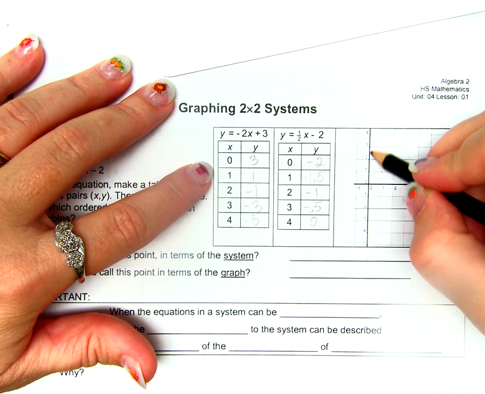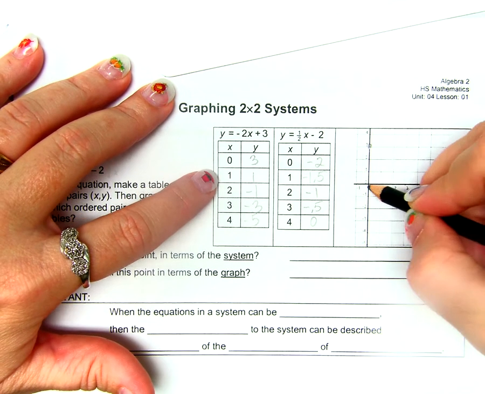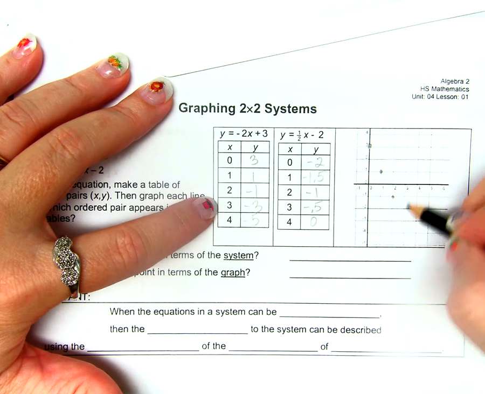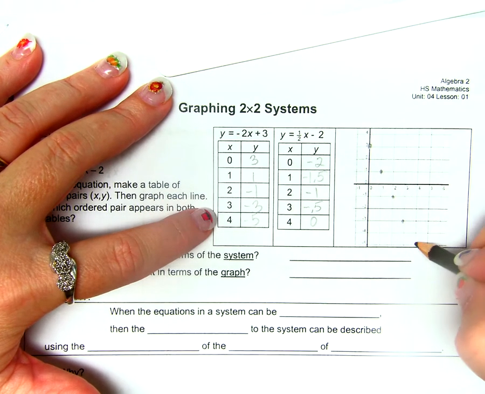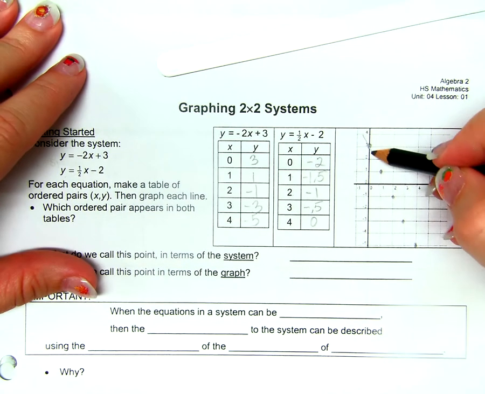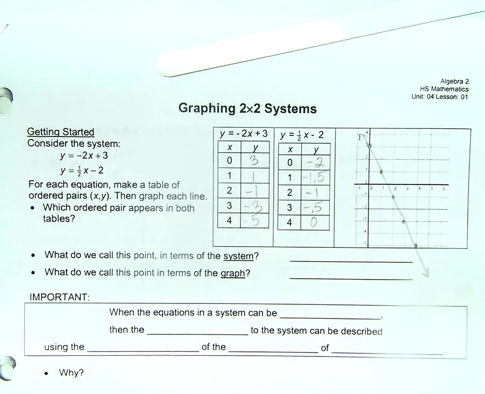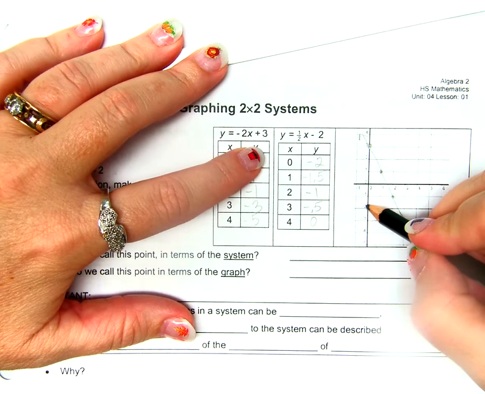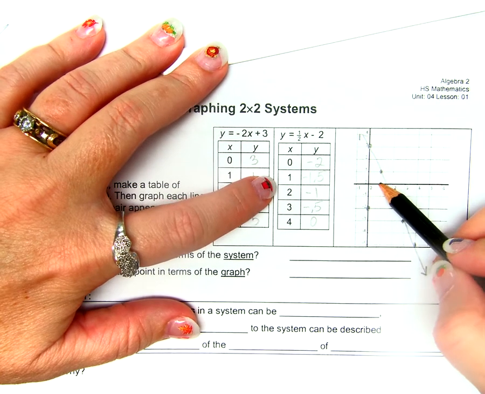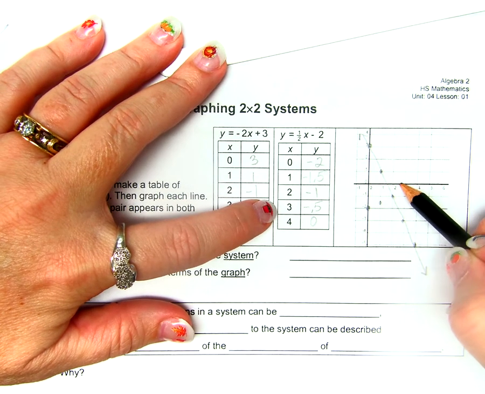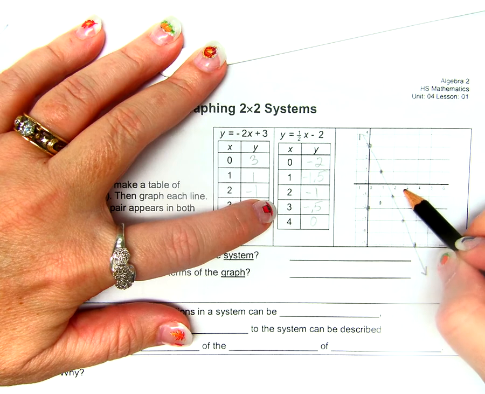0, 3, 1, 1, 2, negative 1, 3, negative 3, 4, negative 5. You okay with the first line? Okay. 0, negative 2, 1, negative 1.5, 2, negative 1, 3, negative 0.5, and 4, 0.